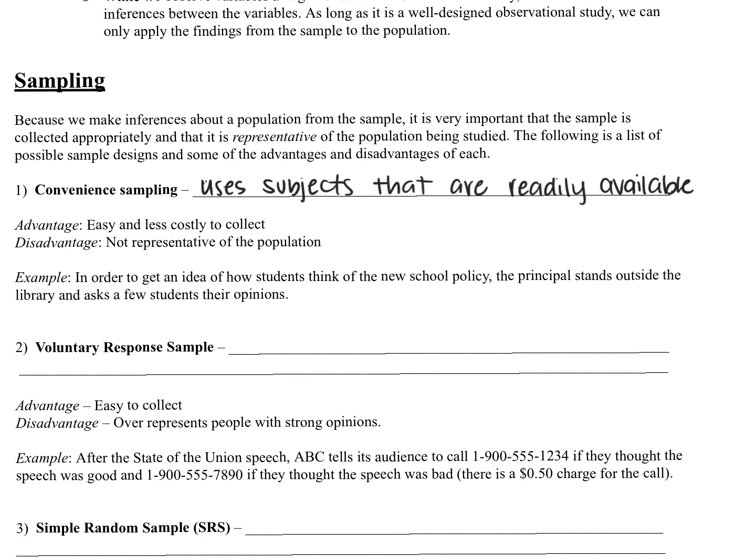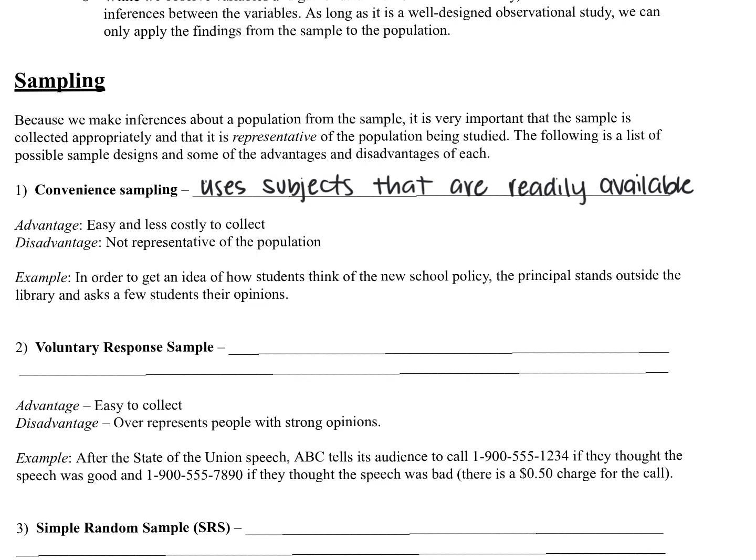So as an example of how you would use convenience sampling, you've got a new policy at your school, so your principal stands outside the library and asks a few students their opinions. That's convenient. Not a lot of students may necessarily walk by the library, so if you're going to use convenience, you want to stand somewhere that is going to get you a lot more of a representation of your population.